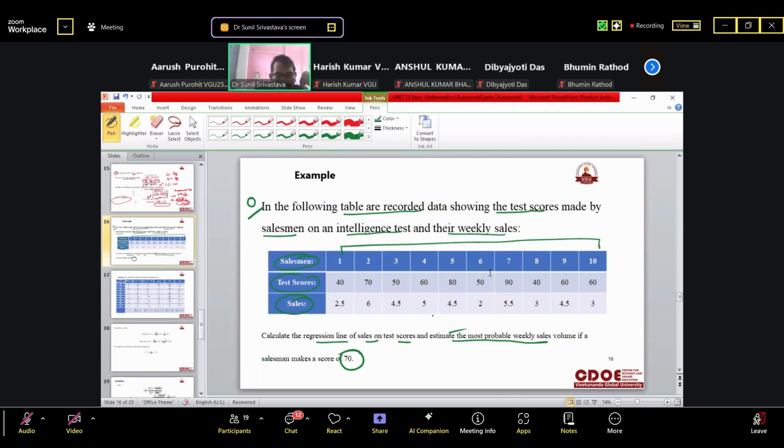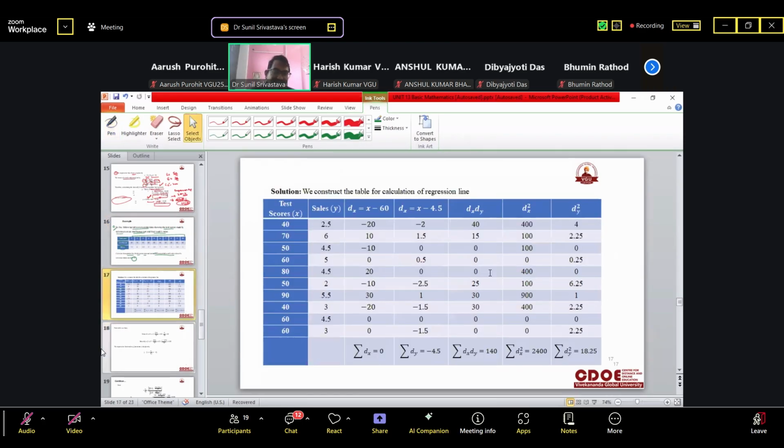So in that case, what will the sales be? We are directly asked for the regression coefficient. So from this table, first of all we have to prepare the table for our particular purpose, to find the regression coefficient and so on.